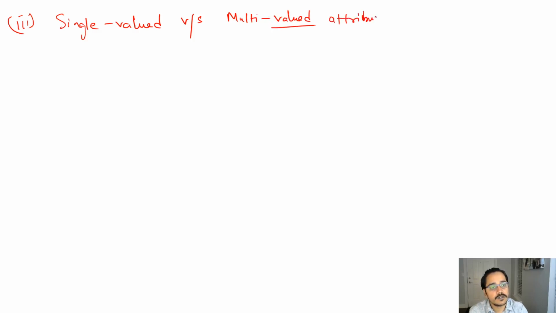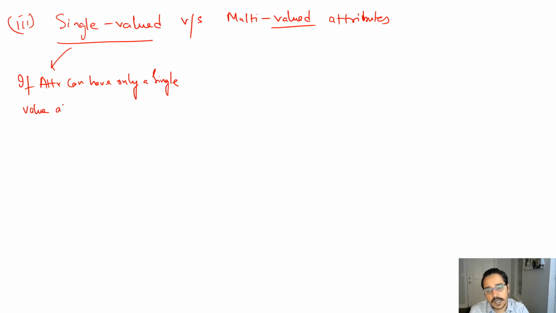So the third one is single valued versus multi-valued attributes. So single valued means the attribute can have only a single value at any given time period.